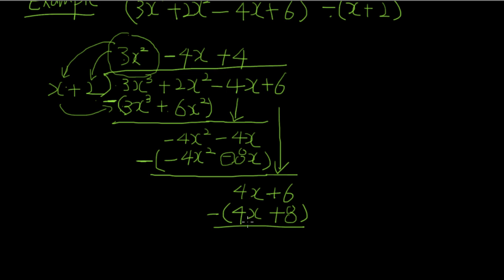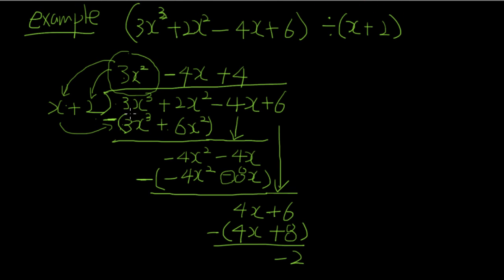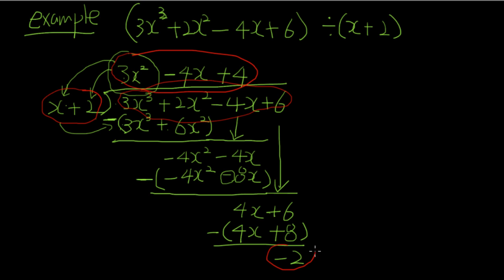Okay, so if we do that, this first term is just going to go, 6 minus 8, so that must be negative 2. Then we stop, right? So we boil down to the number term, then we stop. So this is our dividend right here. This is our divisor, and that's our quotient, and this is our remainder.